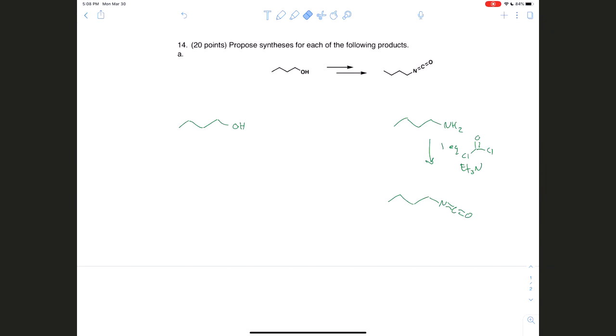Let me get rid of these things. So I'm going to couple a few of these steps together. So we're going to use Jones oxidation.